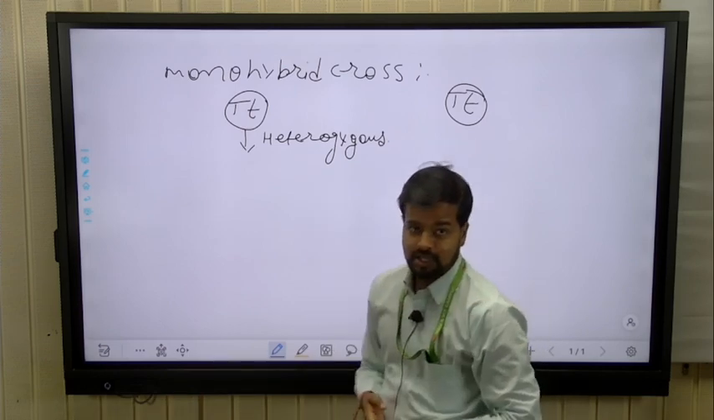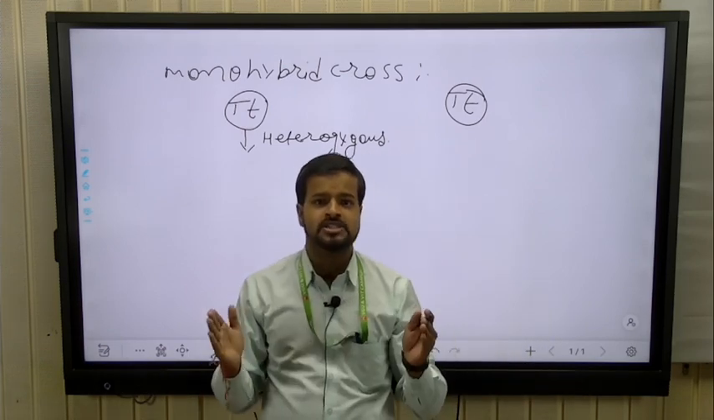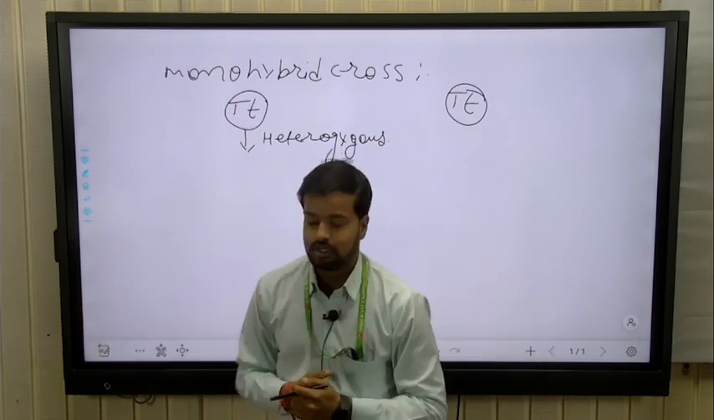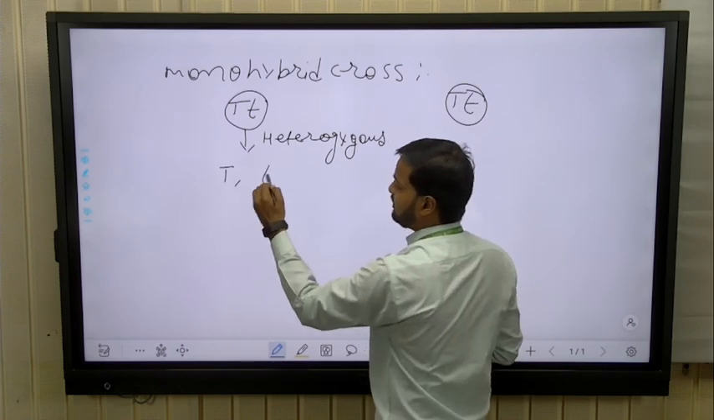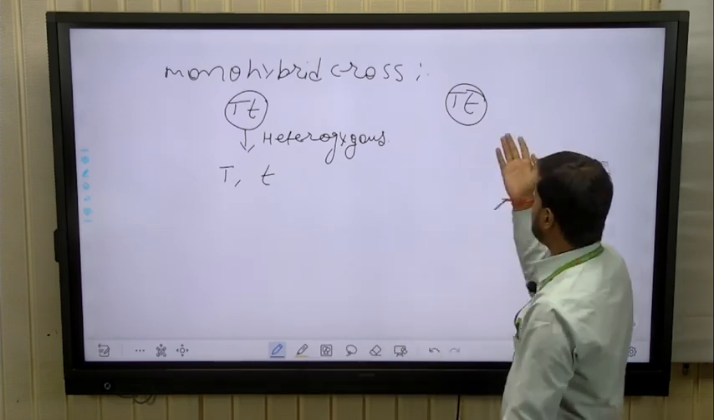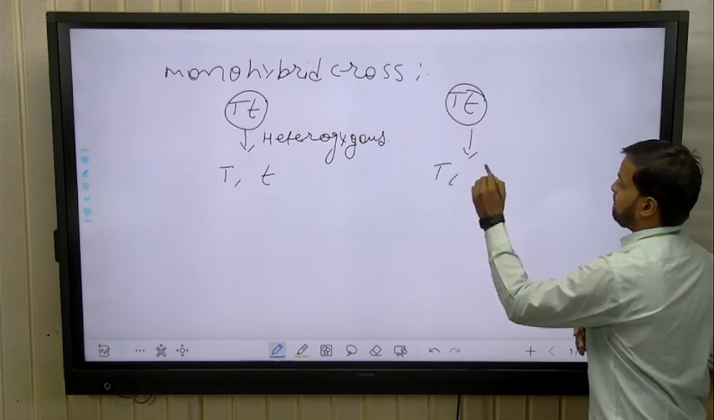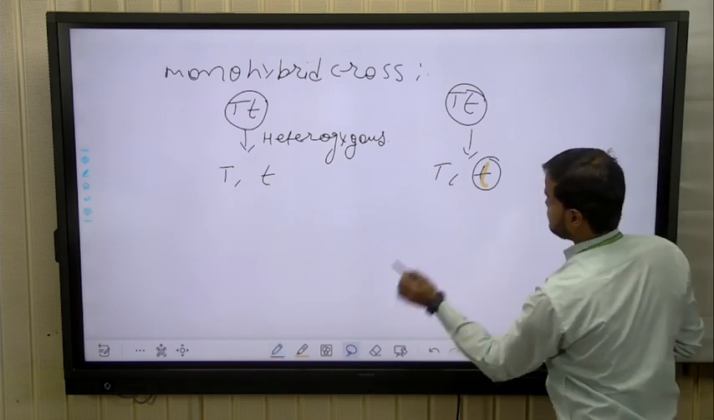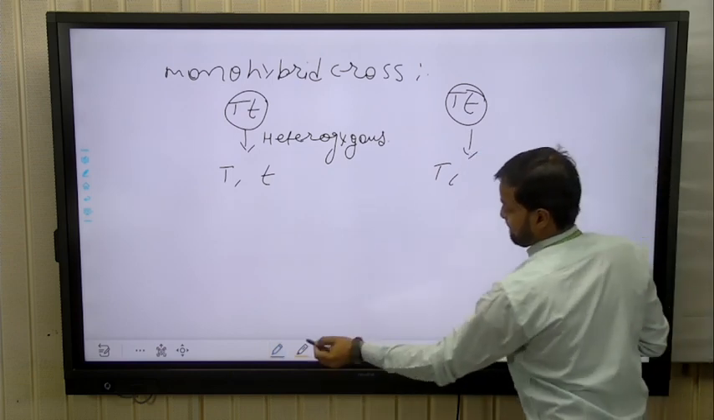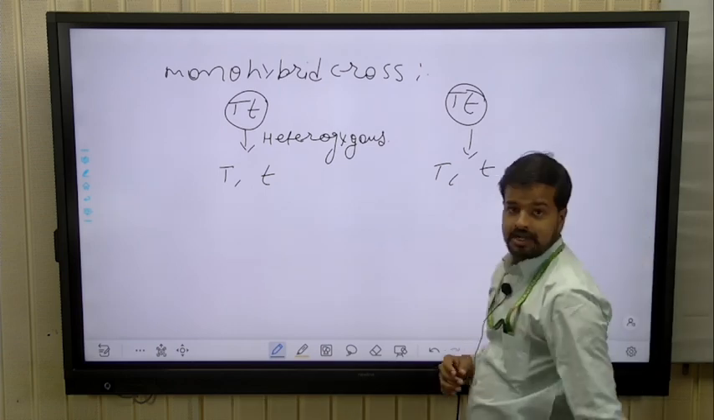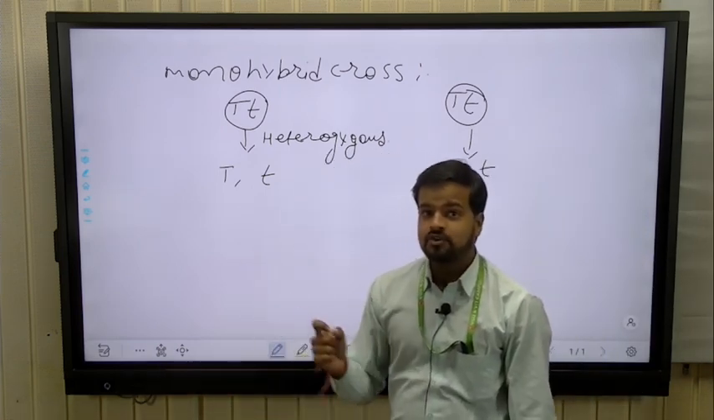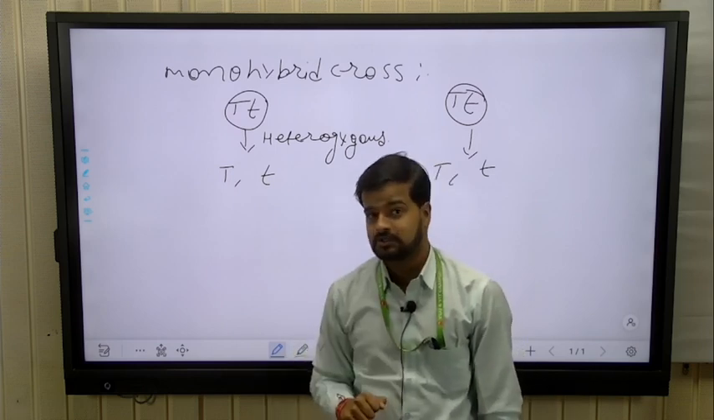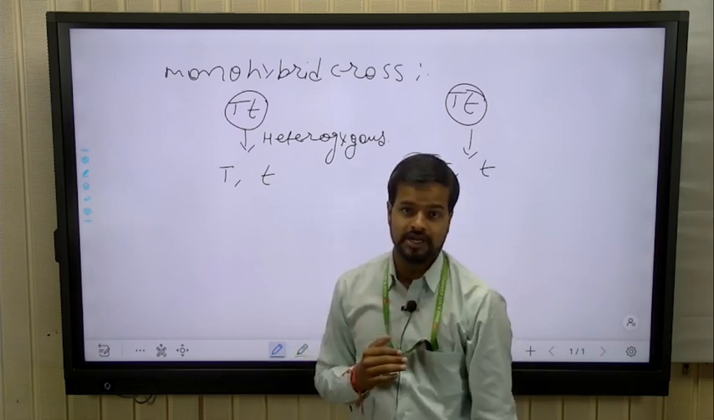As we know, in the heterozygous condition, both alleles work individually, both alleles work freely. That's why capital T and small t work as gametes. Same here, capital T and small t work as gametes. Is it clear? That means in the F2 generation we find two gametes, and in the F1 generation we found only one gamete type.